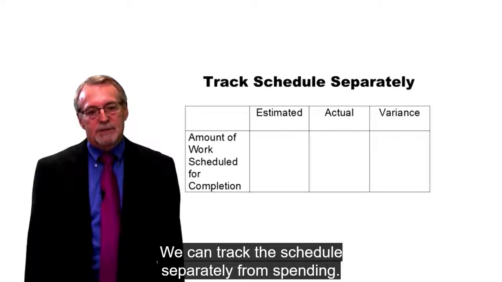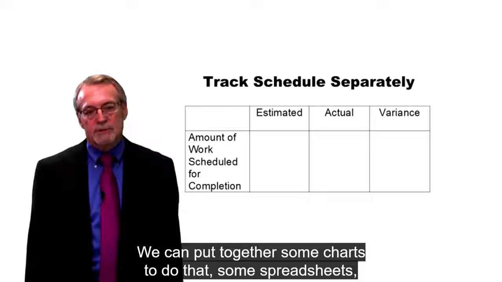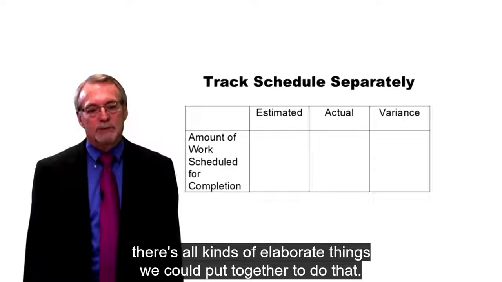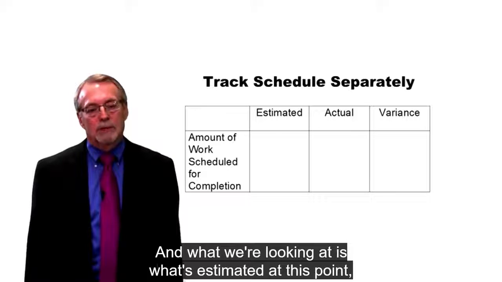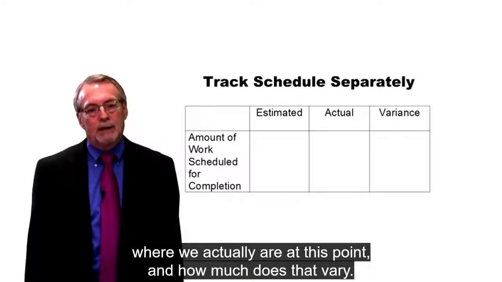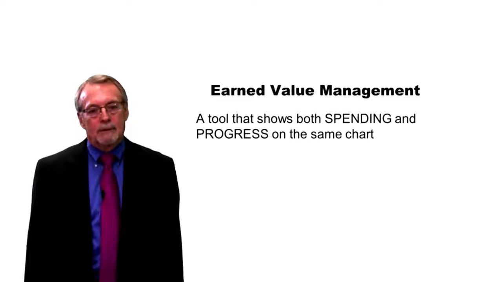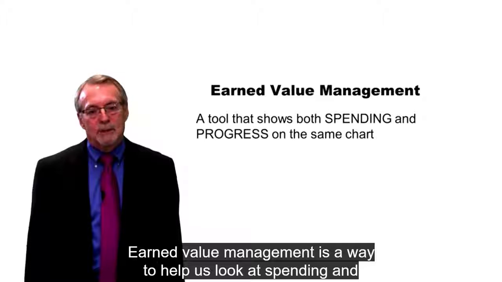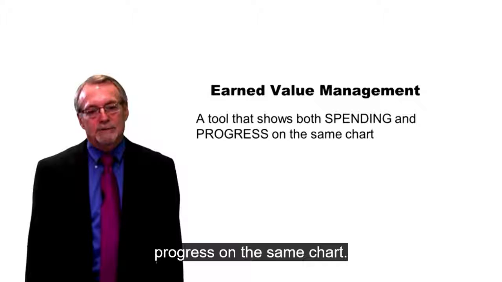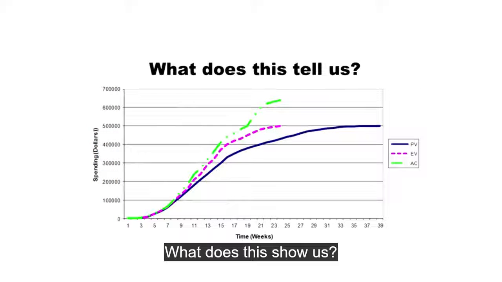We can track the schedule separately from spending, so we can put some charts together to do that, some spreadsheets. There's all kinds of elaborate things we can put together to do that. And what we're looking at is what's estimated at this point, where we actually are at this point, and how much that varies. Earned value management is a way to help us look at spending and progress on the same chart.